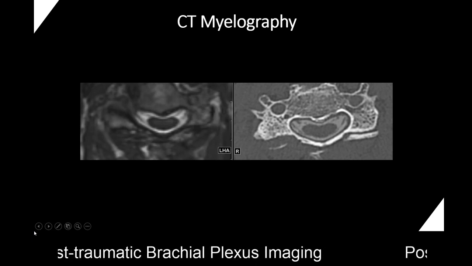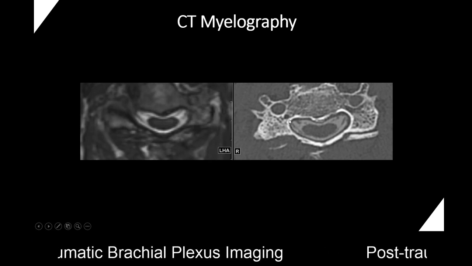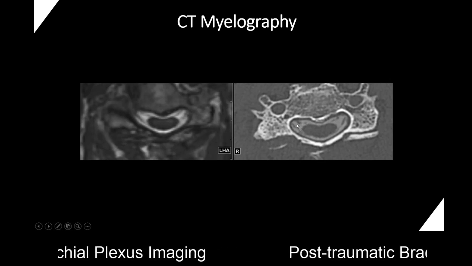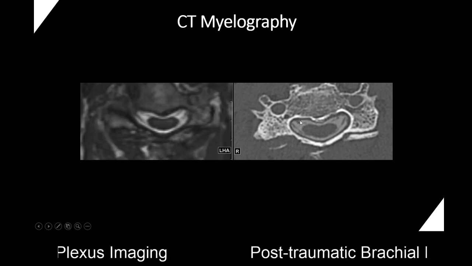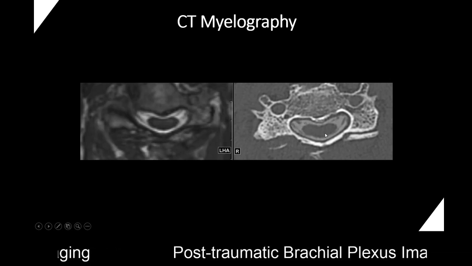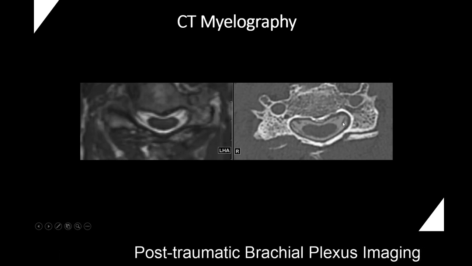So this is an example of a CT myelogram here on the right. We see the intrathecal iodinated contrast in the CSF space here is hyperdense, and then we see the hypodense ventral and dorsal rootlets coming out of the spinal cord and heading toward the neural foramina.